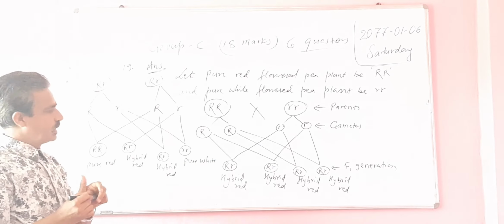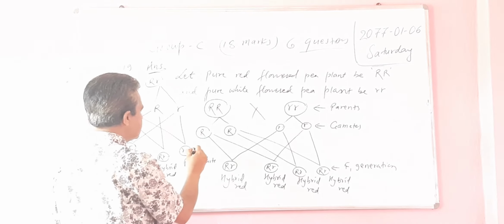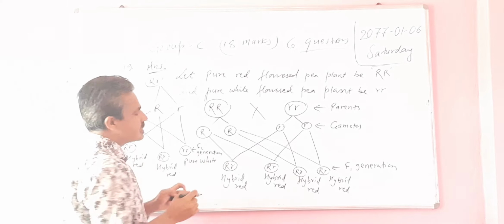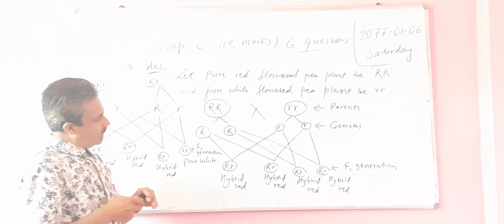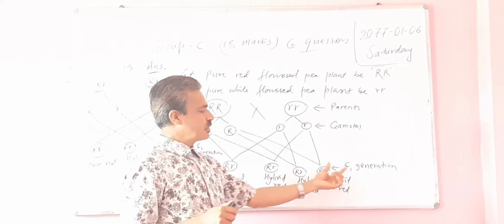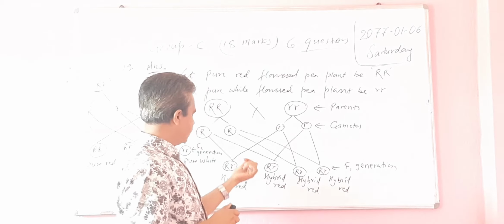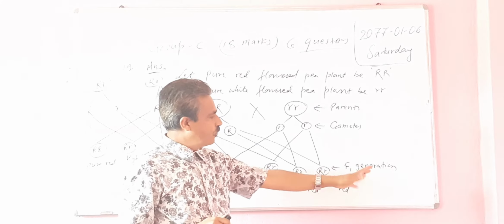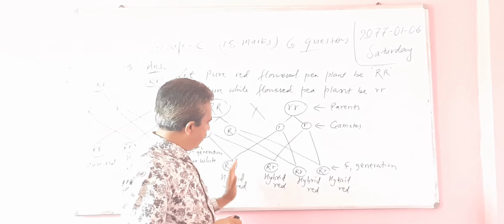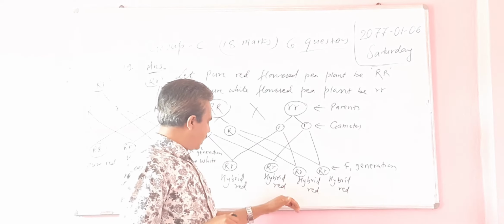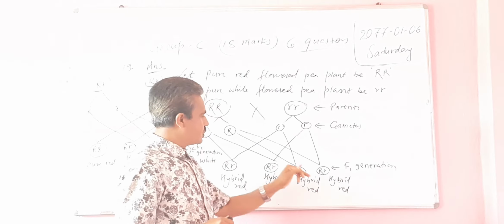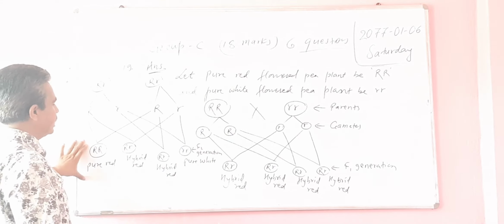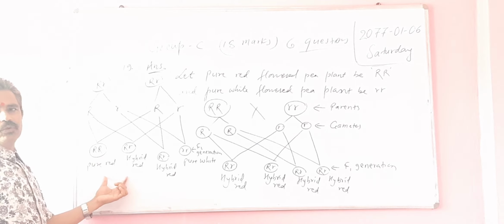Okay, students. What is this? This is F2 generation, or second filial generation. In first filial generation, all the offsprings are same. No difference here. 100% phenotype and 100% genotype. So no variation is seen. In F1 generation, 100% plants are hybrid red and 100% possess capital R, small r. These are hybrids only. But in F2 generation, there is phenotype ratio and genotype ratio.